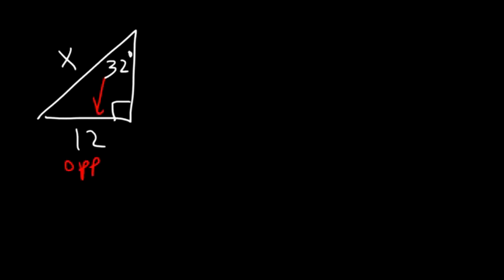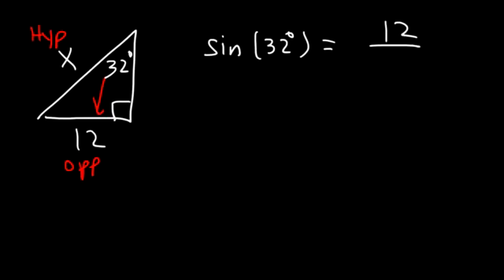Here's another one that we could try. Let's say the angle is 32 degrees, and the hypotenuse is x, and this is 12. So notice that 12 is opposite to 32. And we have the hypotenuse. So this time we need to use the sine function. Sine of the angle 32 is equal to the opposite side 12 divided by x. So in this case, what can we do to find the value of x? What would you do?